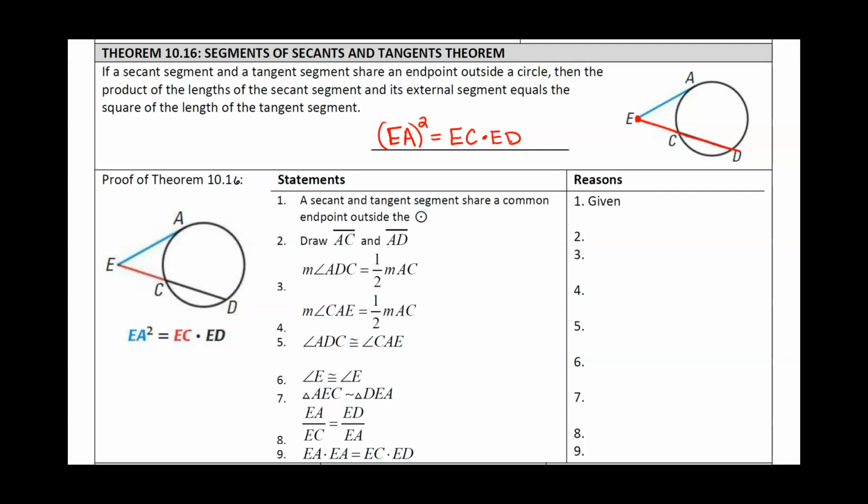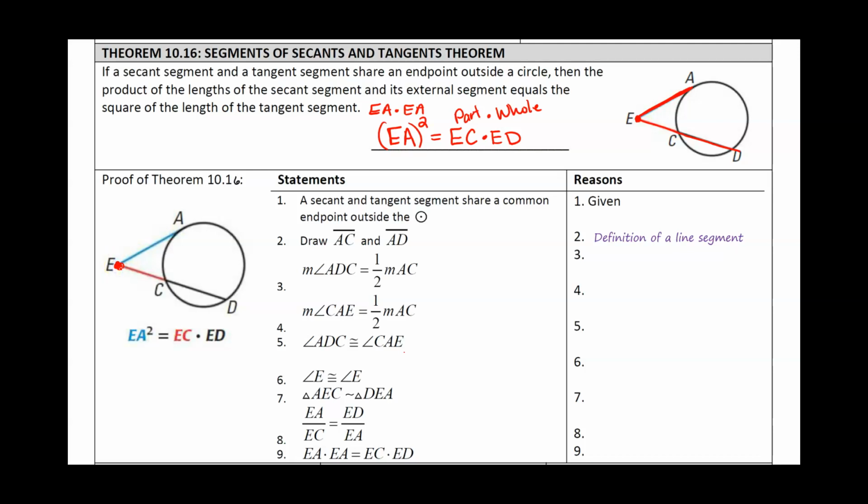Now, if you will notice, EA squared is just EA times EA. So this is the part and the whole. It's the same thing, where EC is the part and this is the whole. Okay, so this is a longer proof, but it follows just like the other proofs. Now looking at this proof, number 1, a secant and tangent segment share a common endpoint on the outside of the circle. That's going to be E again, and that is given.